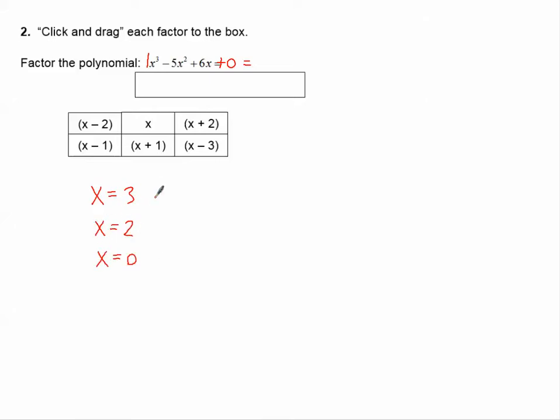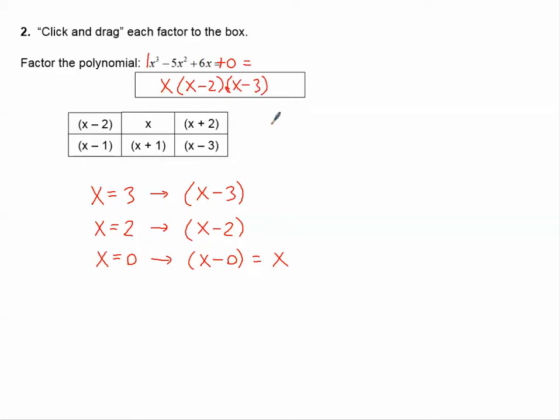Now let's translate these into factors. This would be a factor of x minus 3. This would be a factor of x minus 2. And this would be a factor of x minus 0, of course being x. So my 3 factors, I'm just going to drag them in. I'll start with the x, drag that on in, that's x, and then x minus 2, and then I'll drag in the x minus 3, and we have our answer.